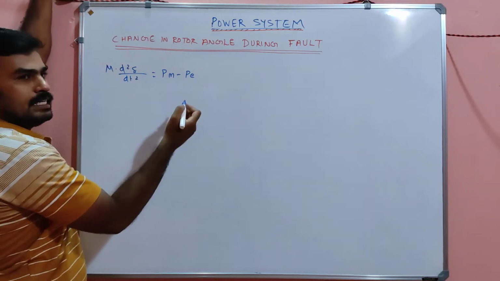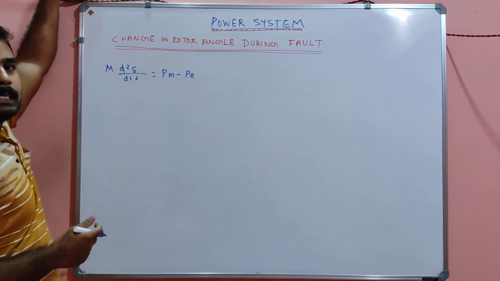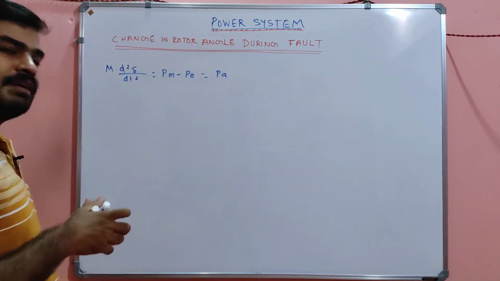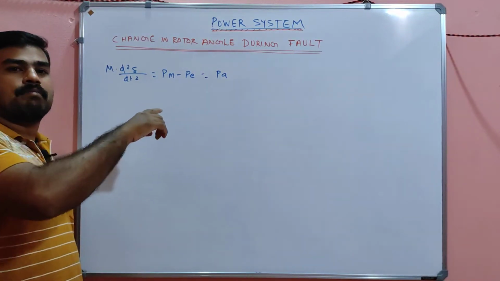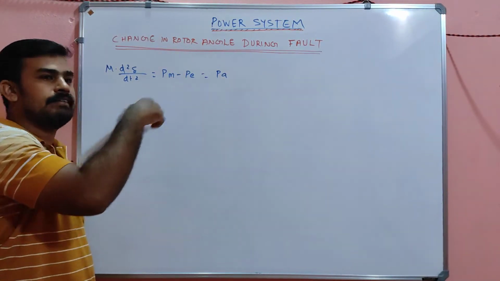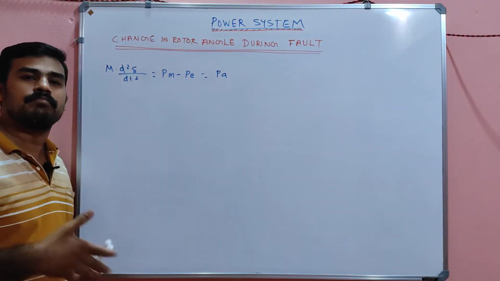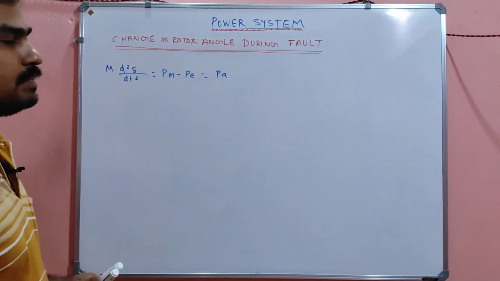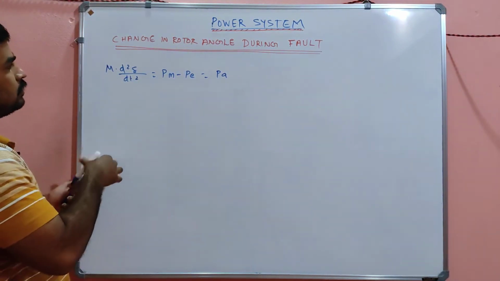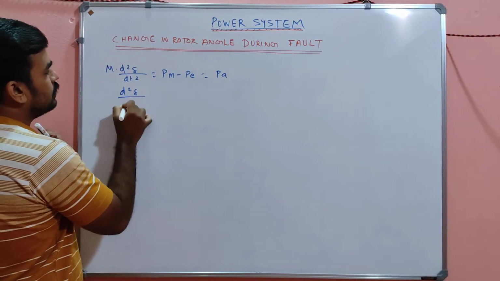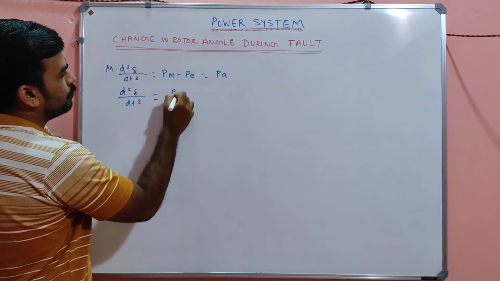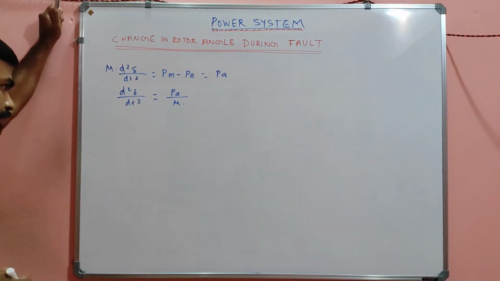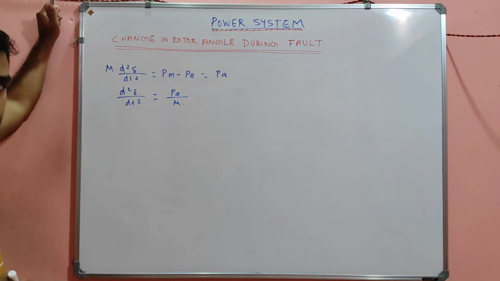Under steady state condition, Pm and P will be the same. So we can simply say that Pm minus P is equal to Pa, because whenever the mechanical energy input is higher than the electrical energy output, the alternator is always in an accelerated position. This is called Pa. So d square delta by dt square equals Pa by M. Is it clear?